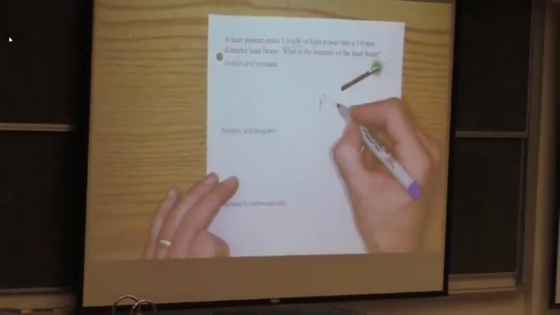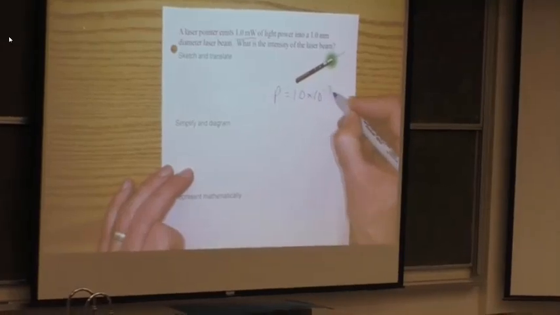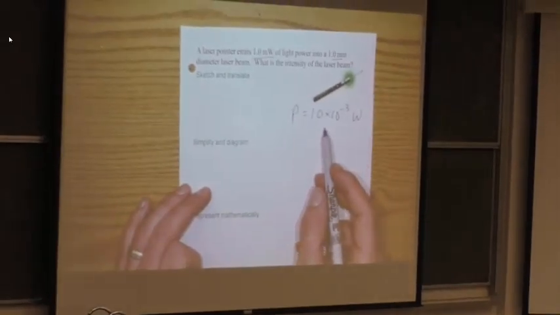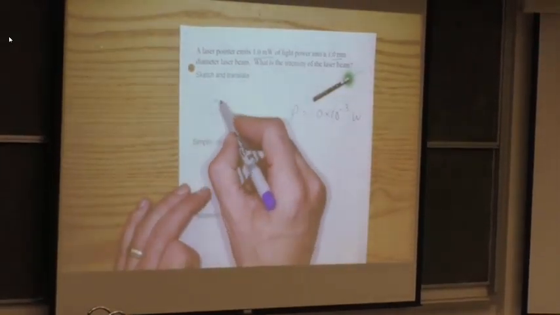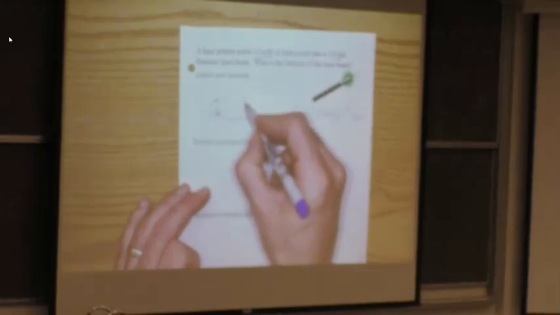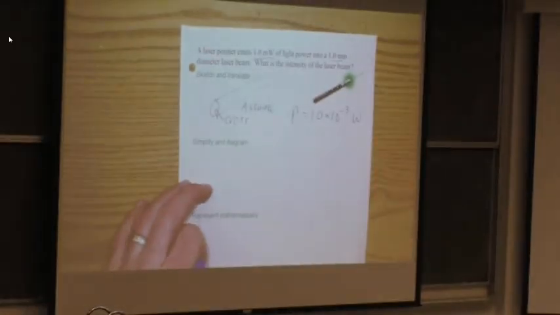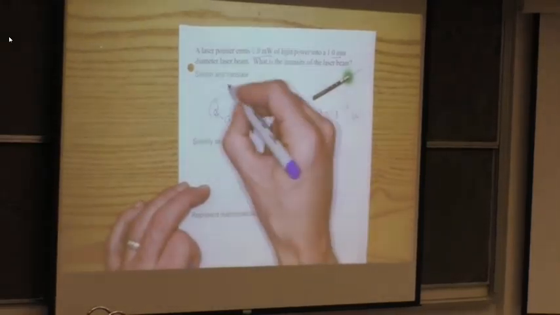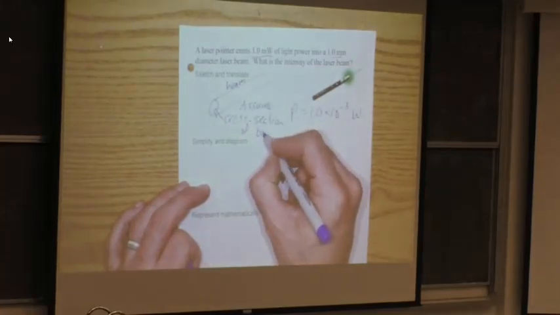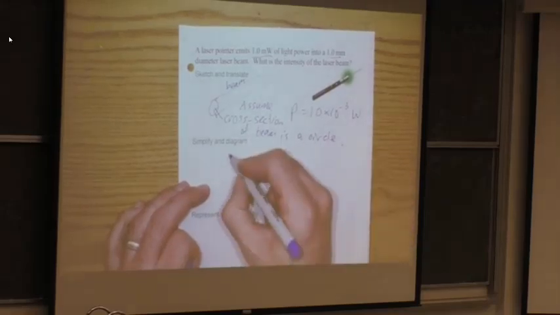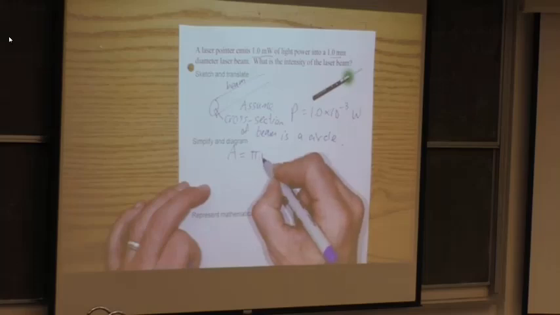So the power is equal to 1.0 times 10 to the minus 3 watts into a 1.0 millimeter diameter laser beam. What I think there is that the cross section is circular. It doesn't really say that, but I think we'll assume it. If it's talking about a diameter, I think that's got to be a circle, right? So assume the cross section of the beam, this is the beam, is a circle. And so the area of a circle is pi r squared.